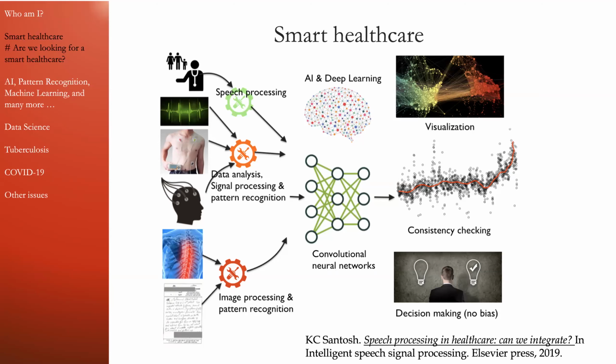Long story short, if we want to have a disease type characterized or analyzed well, with consistent decision-making results, then you need to rely not just on one type of data, but on all possible types of data. That's what we call smart healthcare. And I'm dreaming to make this by 2030.